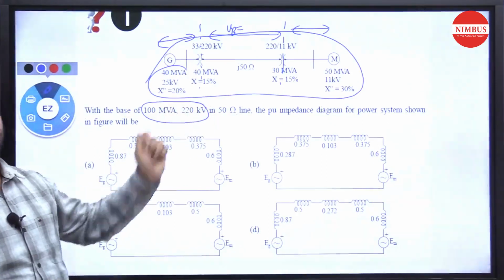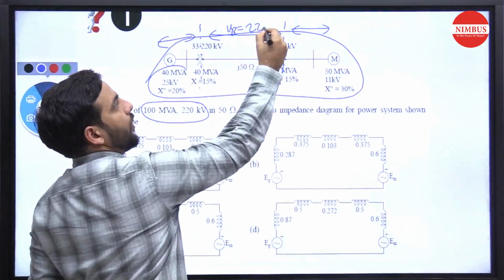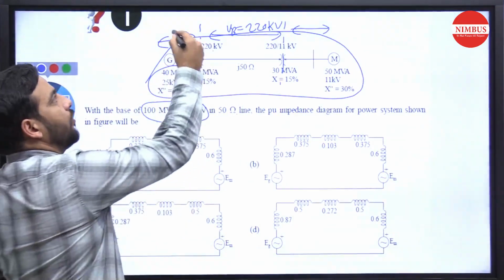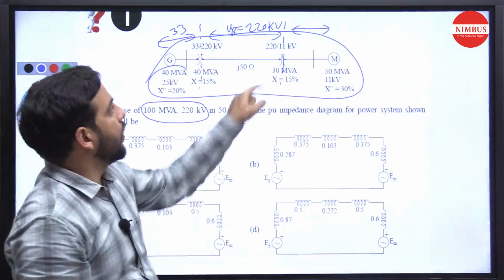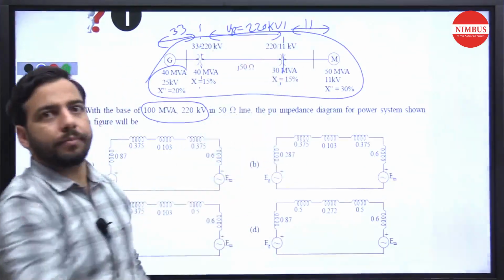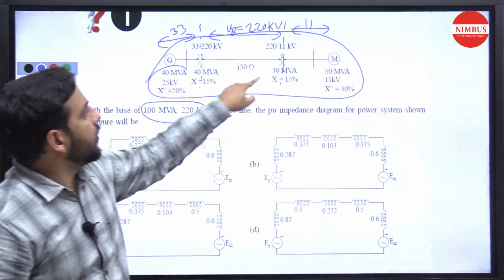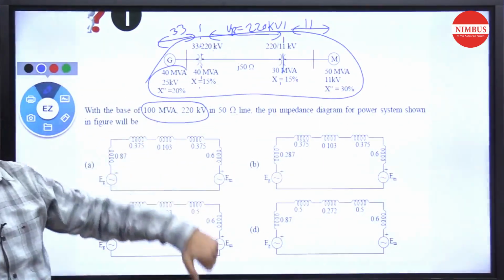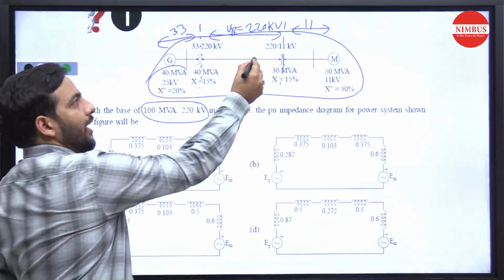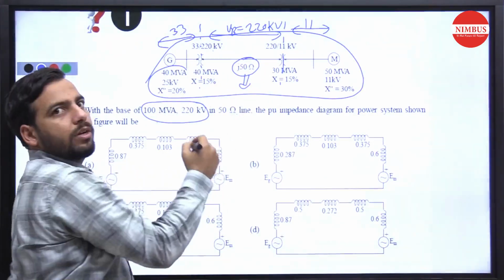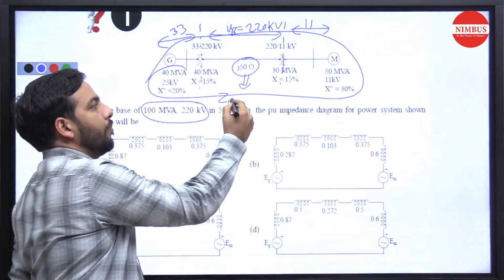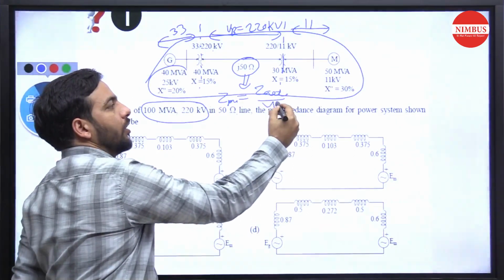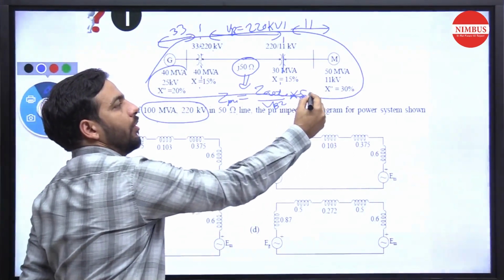For the 50 ohm line you have to take 220 kilovolt. According to 220, here you have to take 33, and here also 11 kV, on this side. These are the old data and these are the new data. These are the V base, and this is the new S base, that is 100 MVA. For this, the calculation will be different, as I have said in the solution: Z per unit is equal to Z actual upon Z base, that is V base square upon S base.